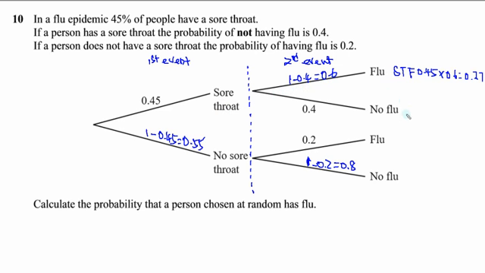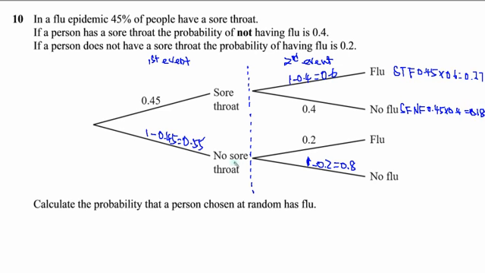Okay, now similarly, this one: sore throat, no flu. So the result is 0.45 times no flu, which is 0.4. So this gives you 0.18.